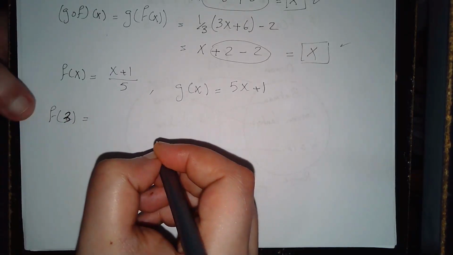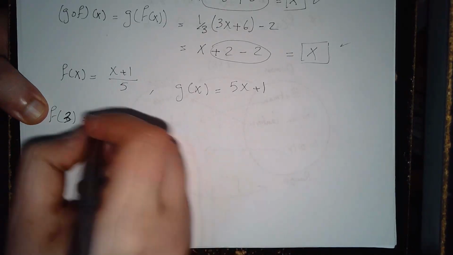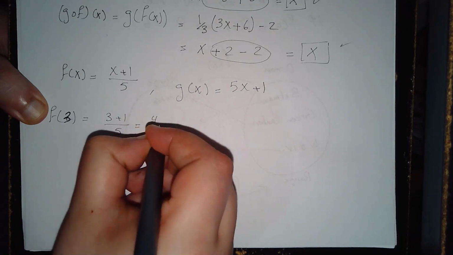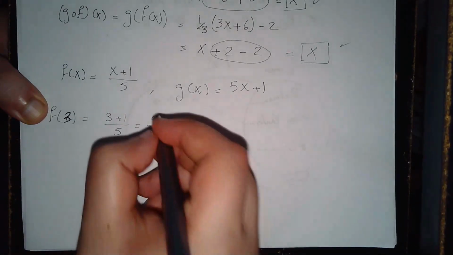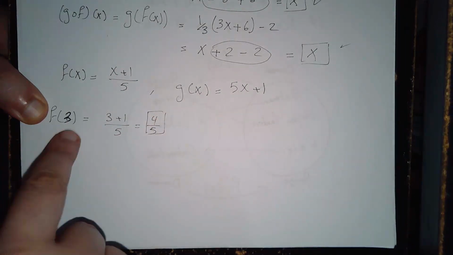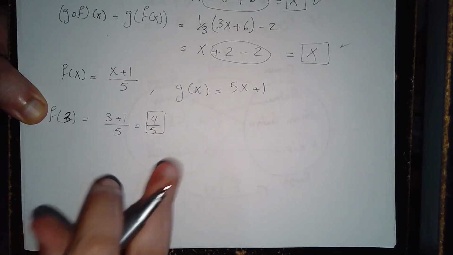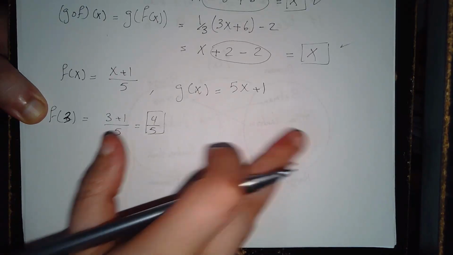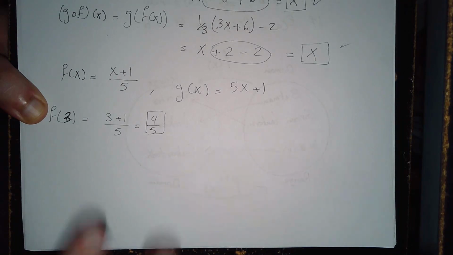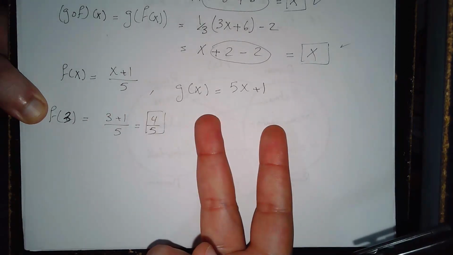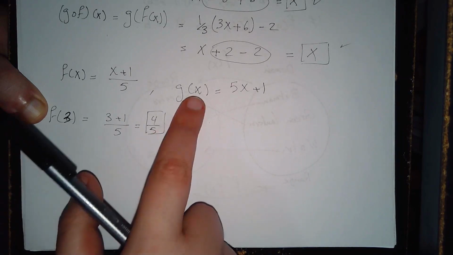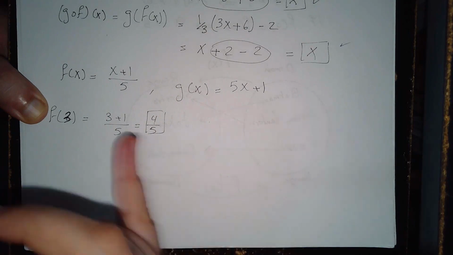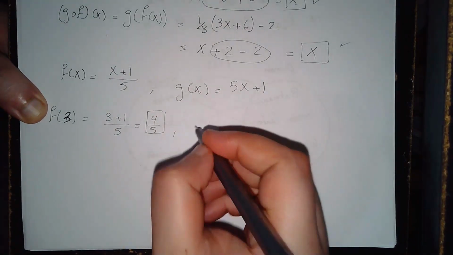That means I'm going to plug 3 into the function. So we have 3 plus 1, which is 4, over 5, and the answer is 4 over 5. Now, the rule says the range of this function is going to be the domain of the opposite function, and the range of that one is going to be the domain of this one. Which means that these two need to flip. I'm going to plug this into g of x, and the answer should be 3, in order for these two to be inverses. So let's try that.